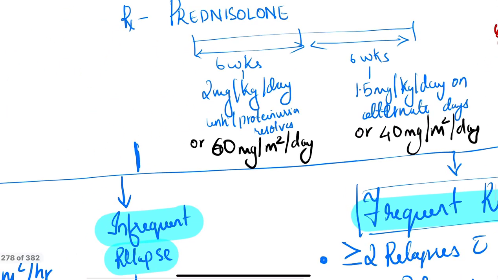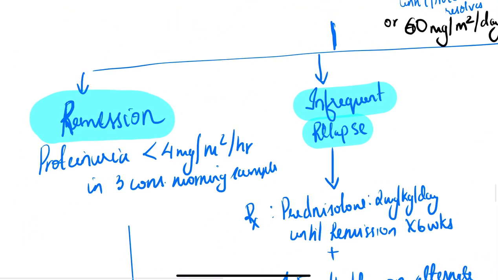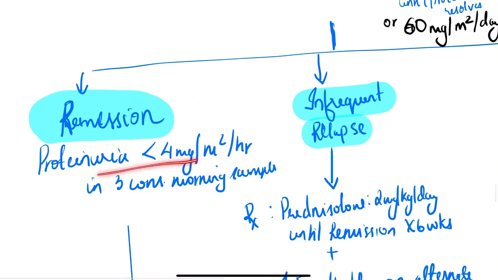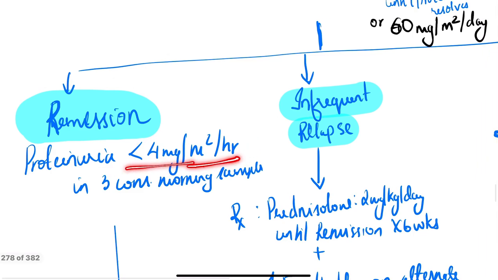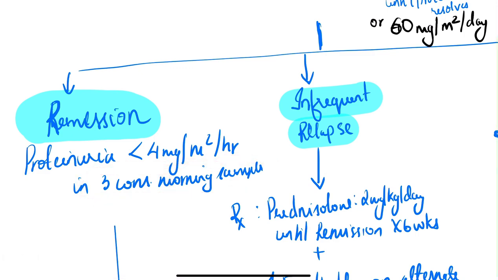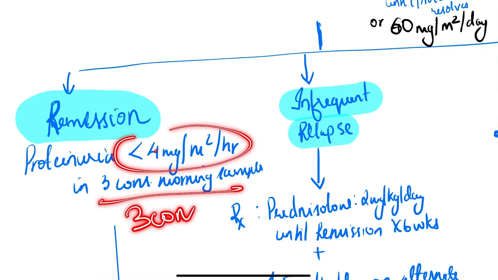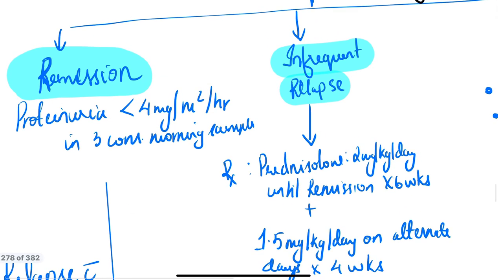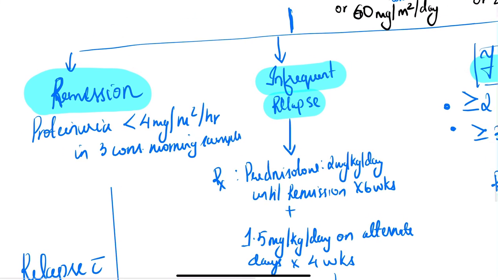So in this remission, how do we check for remission? Every day you should check for proteinuria. If that is less than 4 mg per meter square per hour of protein in the urine in 3 consecutive morning samples, this is very important for the definition. So remission is when there's proteinuria of less than 4 mg per meter square per hour in 3 consecutive morning samples. That is remission. So the child is treated and sent home.